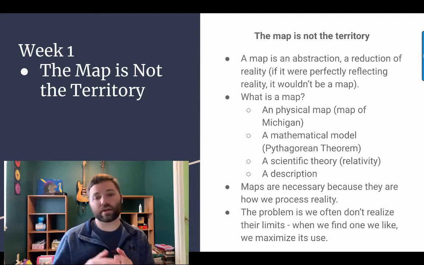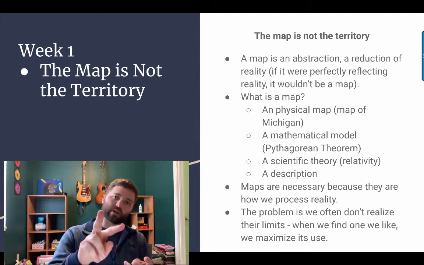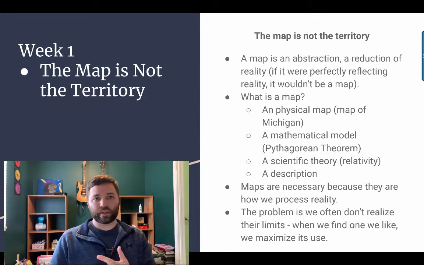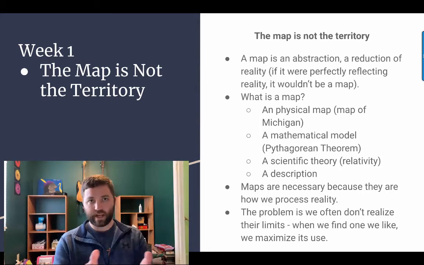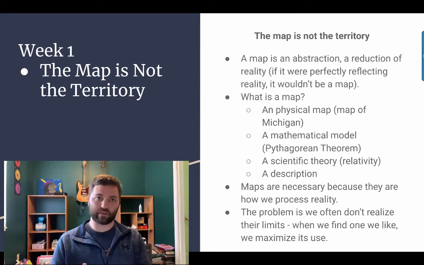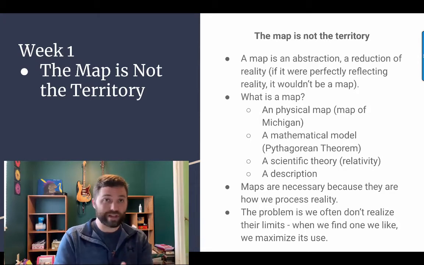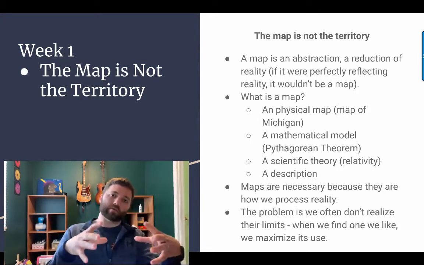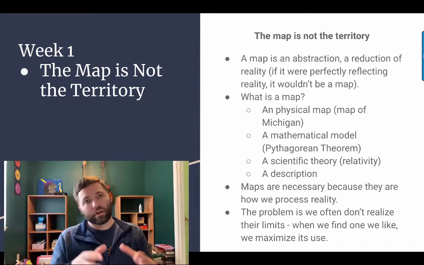For instance, take the Pythagorean theorem. If you have a right triangle, then the sum of the two legs squared is equal to the third side squared. This is fantastic, unless you're on a curved surface. So your map is the Pythagorean theorem. It seems like a super useful tool, and it is. It works on flat surfaces. But as soon as you put that triangle on a sphere, let's say, then the Pythagorean theorem breaks down.